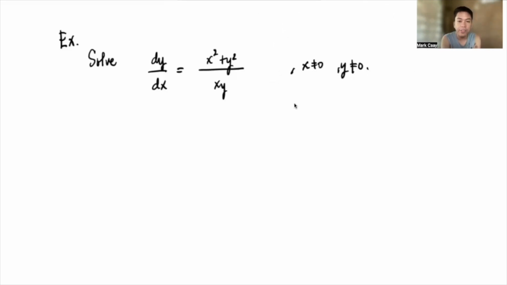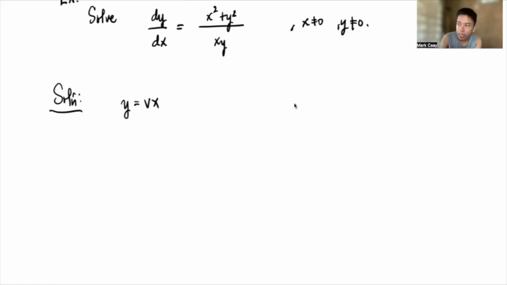Okay, so let's consider this example. Solve the differential equation dy/dx equals x squared plus y squared all over xy. So of course, your x and y are non-zero. If we rule out singular lines like x equals 0 and y equals 0, we can make a substitution for this. So drop lang tong solution na to ha. Let's have y equals vx. Okay. So if y equals vx, we would get the differential equation.